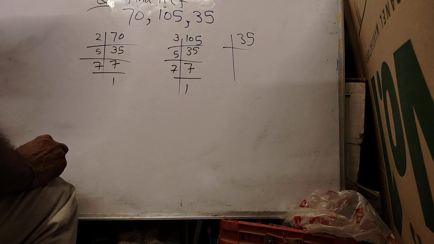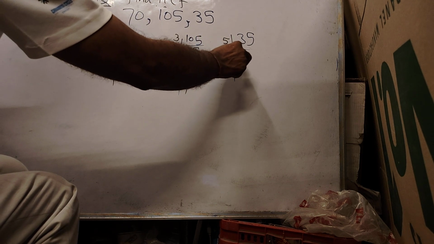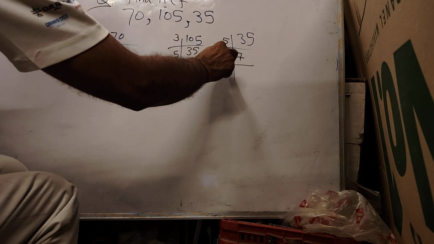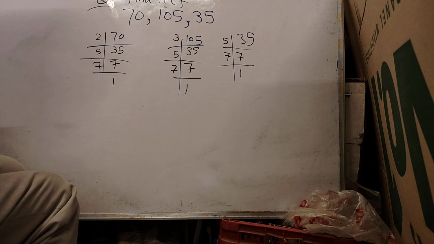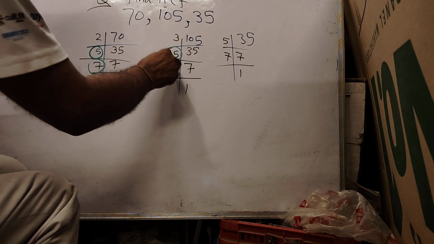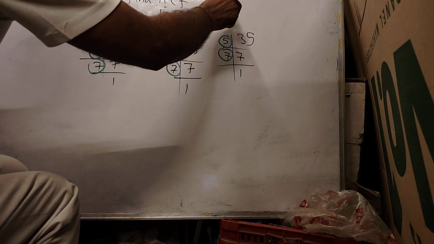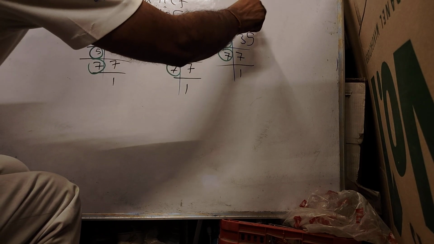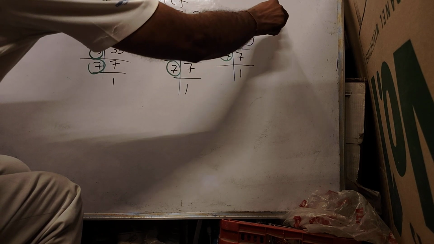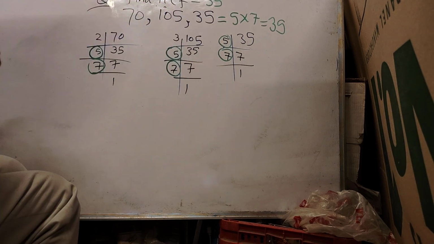Now 35 is there. 35 is divisible by 5, giving 7. 7 divides 7 one time. So we know that 5 and 7 are common in all three prime factorizations. So 5 times 7 is 35, which is our answer for the HCF. The HCF of 70, 105 and 35 is 35.